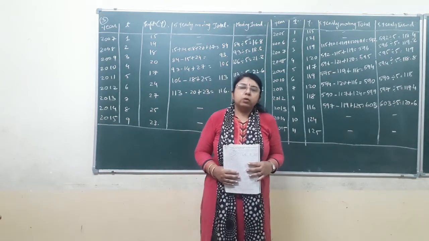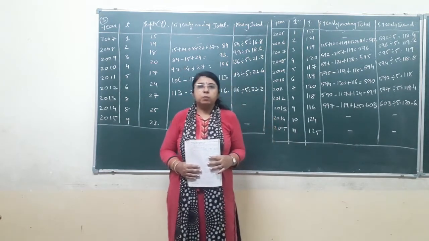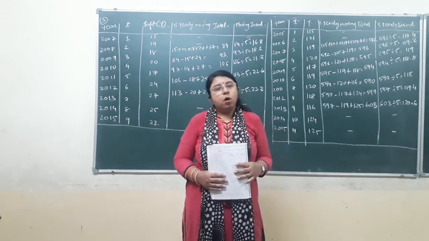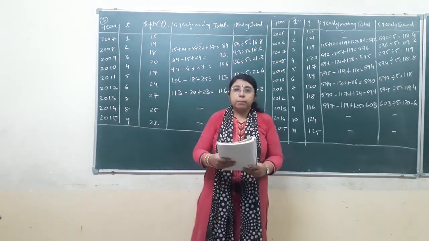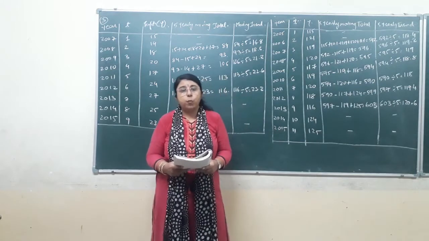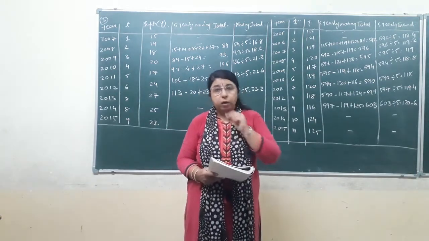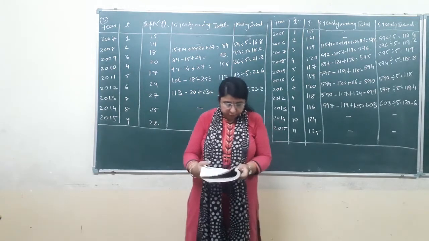Now in this video lecture, I am going to explain the third type of moving average, that is the 5 yearly moving average method. For that, I am teaching you question number 3 of exercise 4.3, that is on page number 177 of your textbook.